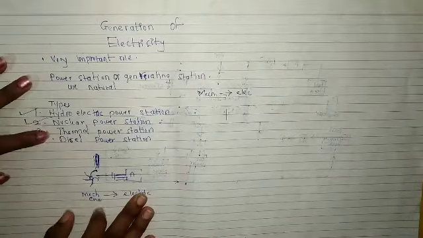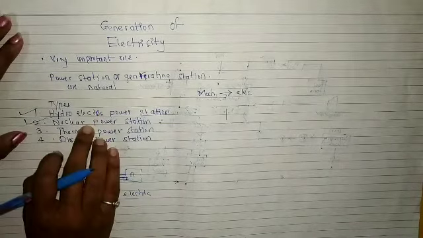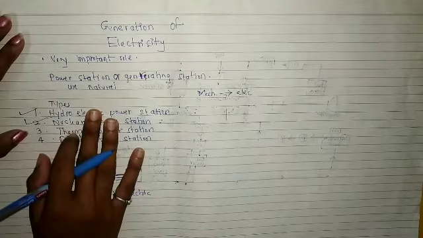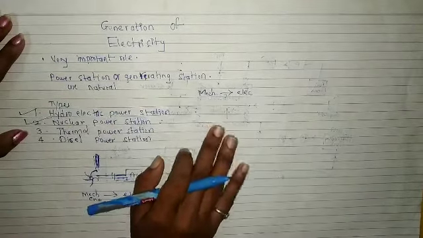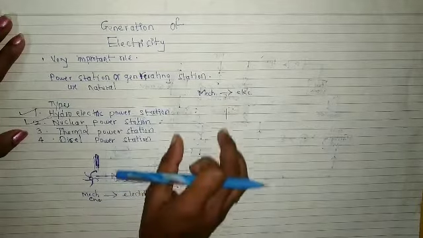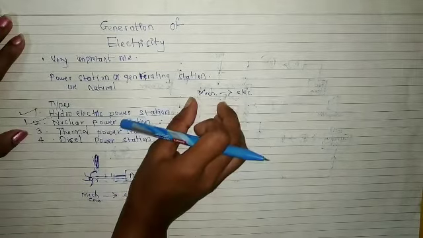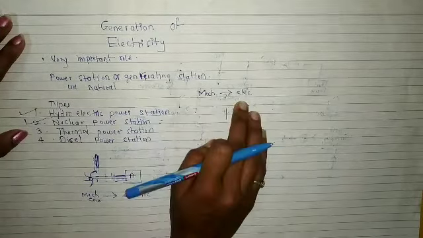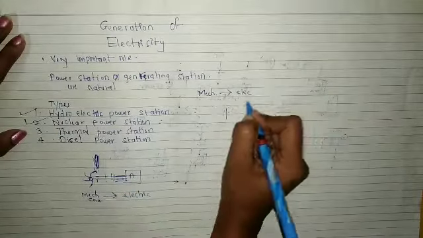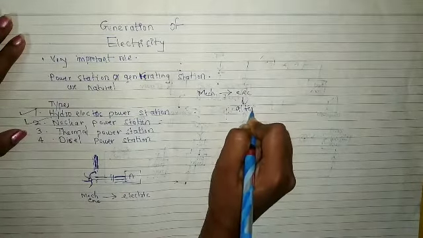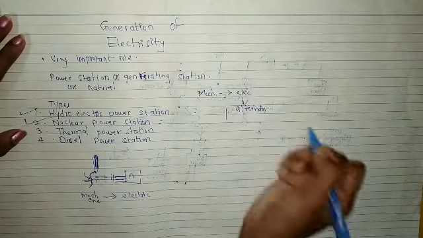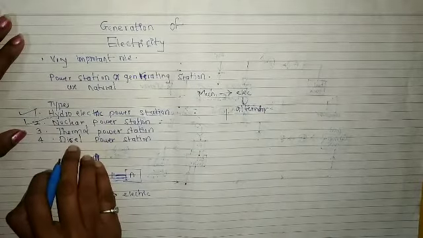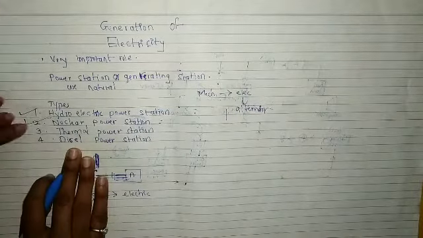So you all know the working of hydro and nuclear. What did we do first? We rotated the turbine, right? The shaft of the turbine, and we produced mechanical energy. And this mechanical energy is converted into electrical energy by the alternator, right? Now, we will see what we have to study in thermal and diesel power plants.